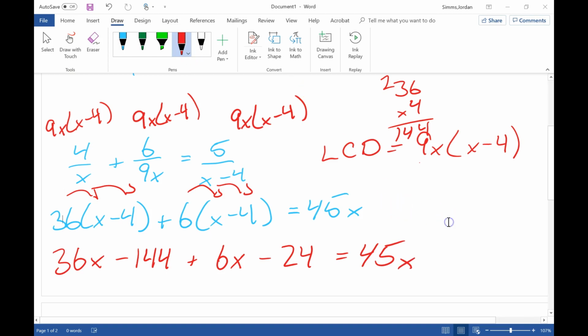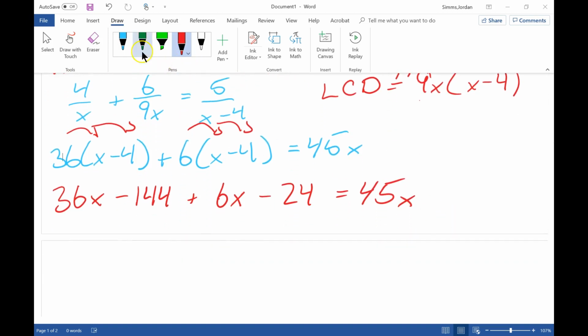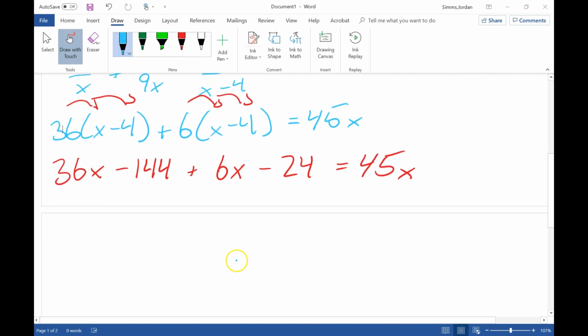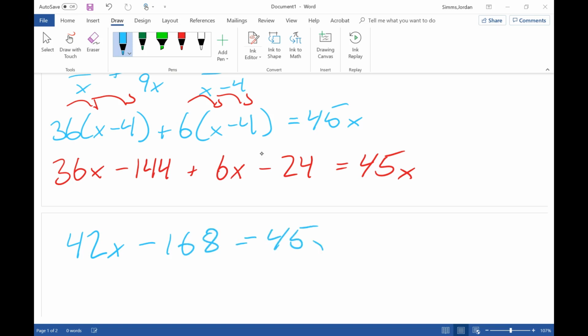Right, so from here on out, we pretty well got her, I would say. We're going to combine some like terms. We'll get all our x's to one side, and then we'll solve using some algebra, right? So we have like terms here, our x terms, 36 plus 6. That's going to be 42x. Here we have negative 144 minus 24. So that's going to be a bigger minus. What's that going to be? Negative 168. And that's going to equal 45x.